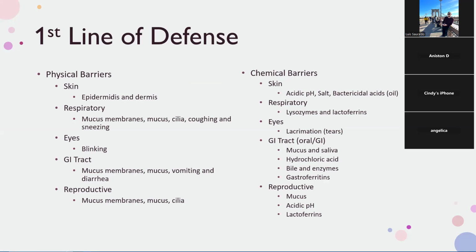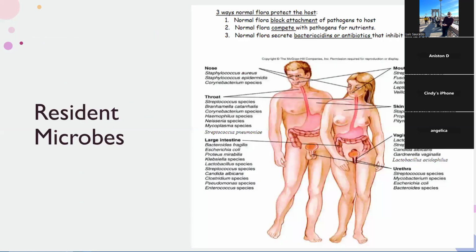But again, the way I expect this question is very similar to Unit 3, where it gives you the case study and tells you give me two physical barriers for first line, give me two chemical barriers for first line, and then you might get asked a question about the resident microbes and why we have them.